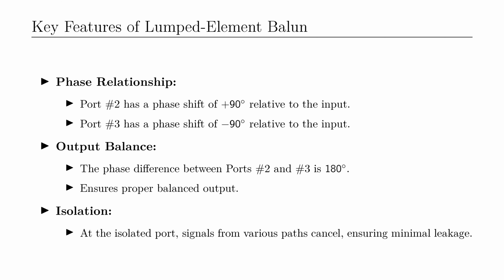The lumped-element balun offers several key features. Phase relationship: port number 2 has a phase shift of positive 90 degrees relative to the input. Port number 3 has a phase shift of negative 90 degrees relative to the input. Output balance: the phase difference between the outputs at ports 2 and 3 is 180 degrees. This ensures a proper balanced output. Isolation: at the isolated port, signals from different paths cancel each other, minimizing signal leakage.